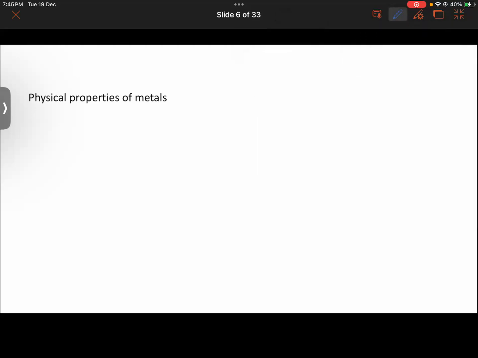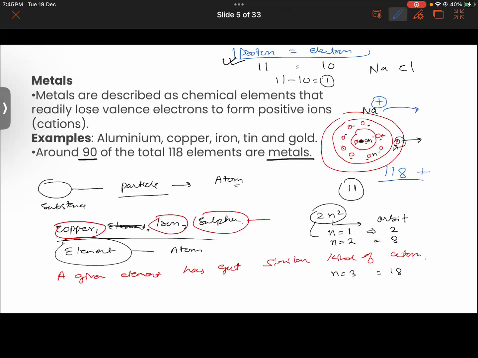Metals are malleable and lustrous. They have a lustrous appearance. They are ductile also, right? They are sonorous also.